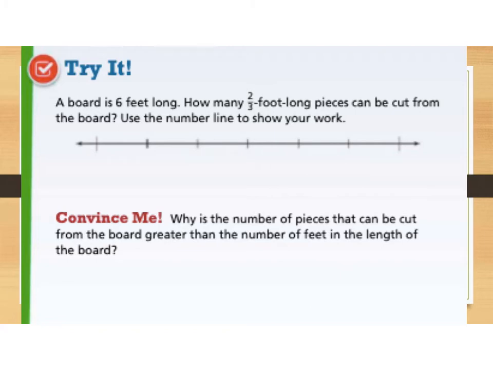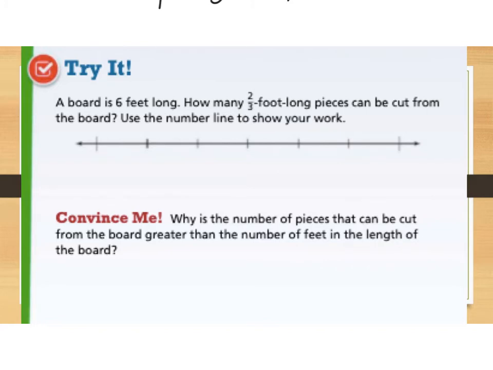Let's try an example. We have a board that is 6 feet long. How many 2/3 foot long pieces can be cut from the board? Use the number line to show your work. So if we have 6 feet over 1, and we want to divide that into 2/3, we can convert the 6 feet into thirds. And in order to do this, to get a common denominator, what we would do is we would multiply both the top and the bottom by 3. If we did this, we would come up with 18/3.